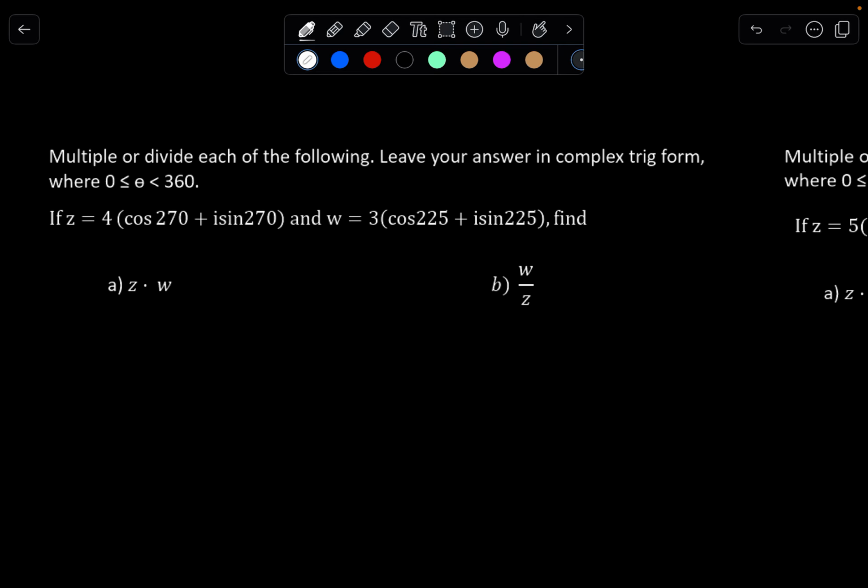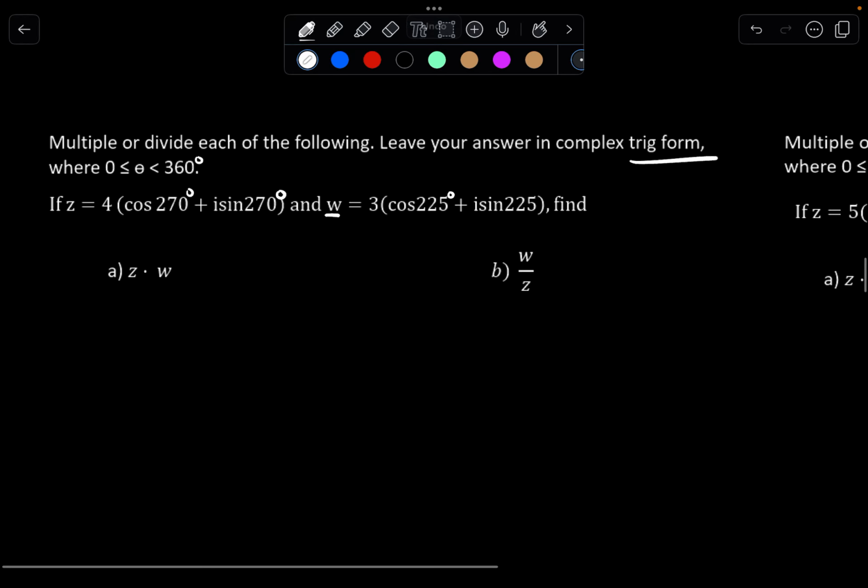This one says multiply or divide each of the following. We're only going to multiply. Leave your answer in complex trig form where 0 is less than or equal to theta, which is less than 360 degrees. So our first complex number is Z equals 4 cosine 270 plus i sine 270. And W is equal to 3 cosine 225 degrees plus i sine 225 degrees. All right, so this is our second complex number, this is our first one, and we want to find Z times W.